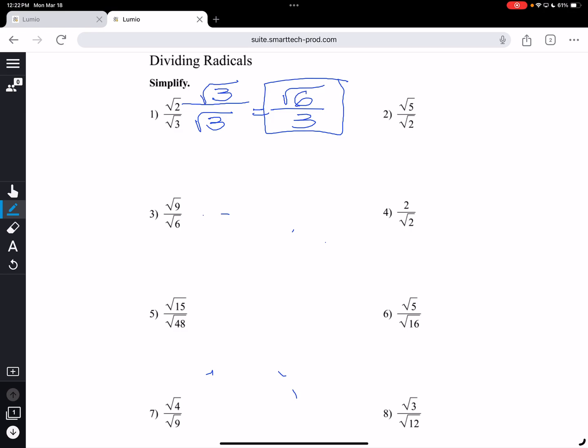So it'd be radical 10 over 2, which then would I not reduce it? Perfect. Do you reduce it? Radical 10, you would think, could break down. No, but do you not reduce it because it's divided by 2? All right. See what I'm saying?